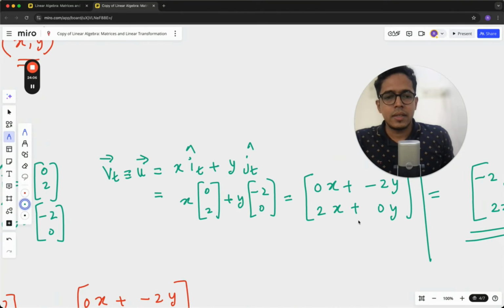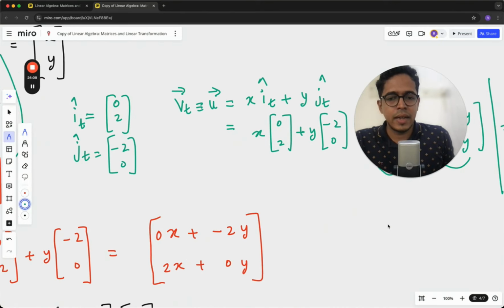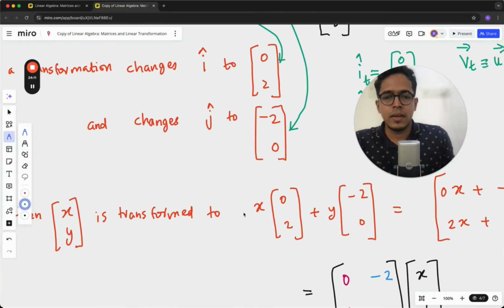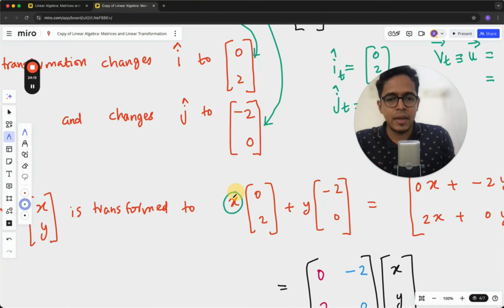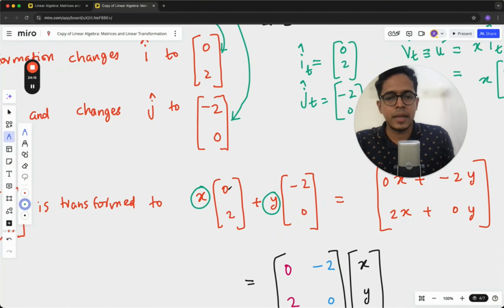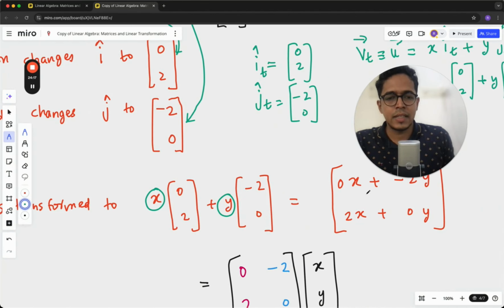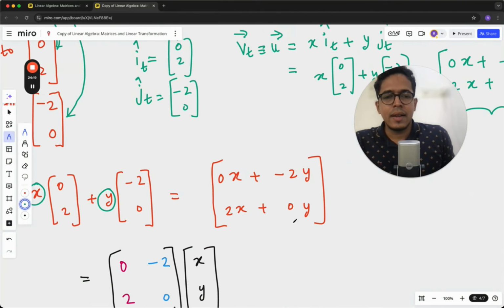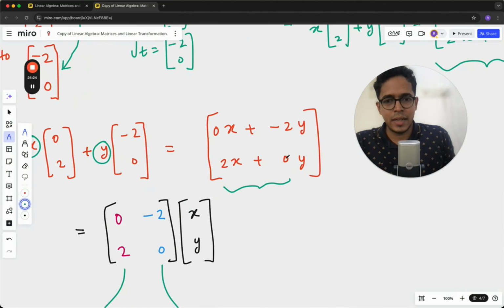Now let's have a look at this particular guy. So the transformed vector is the same scalar plus linear combination of the transformed i and j, right? And this one, do you see what this is actually? This is actually a matrix-vector multiplication. This is where linear combination relates with matrix multiplication.